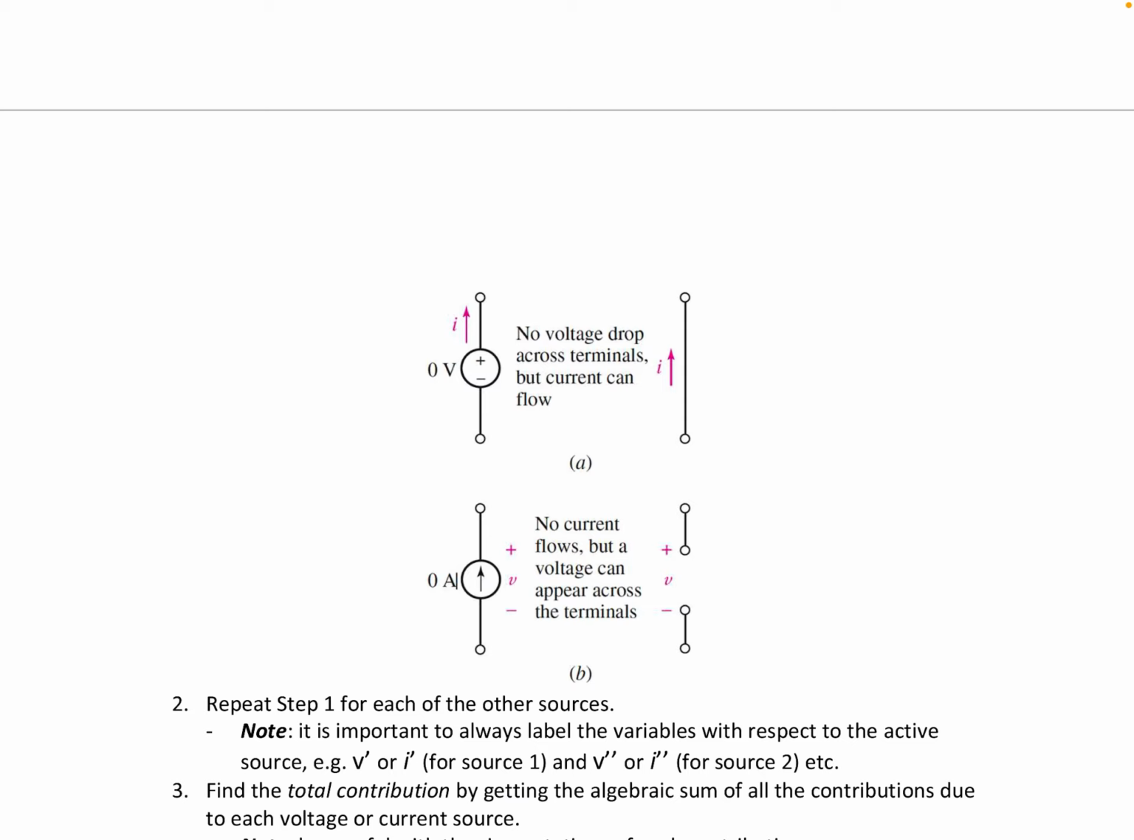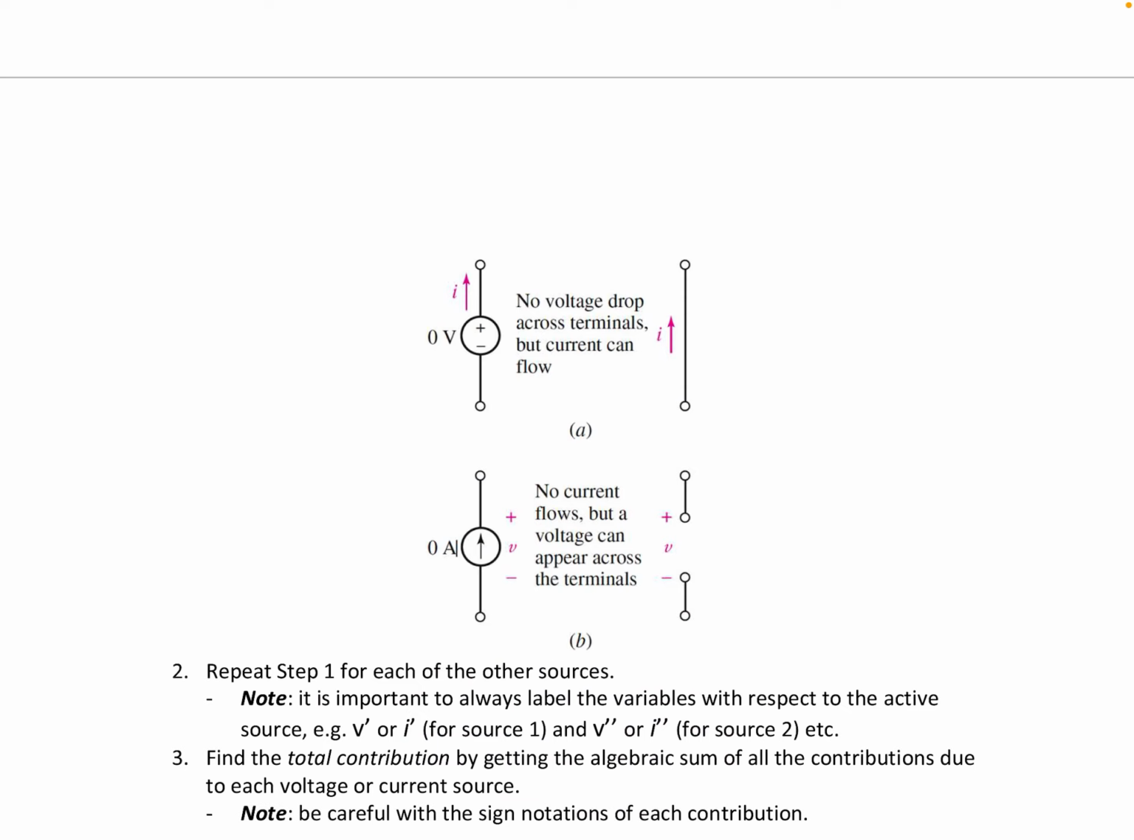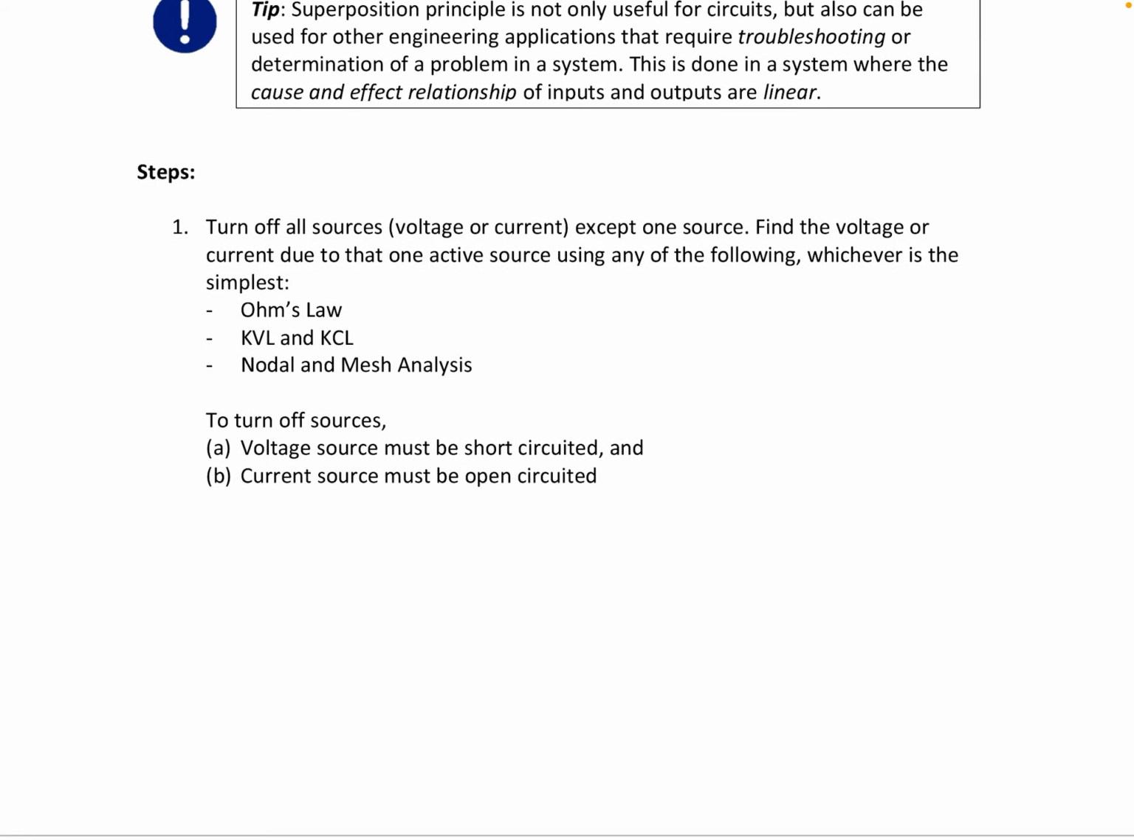So once again, if an element is short circuited, then we will observe that the voltage across that short circuited element is 0. But when an element is open circuited, then the current on that element is 0.